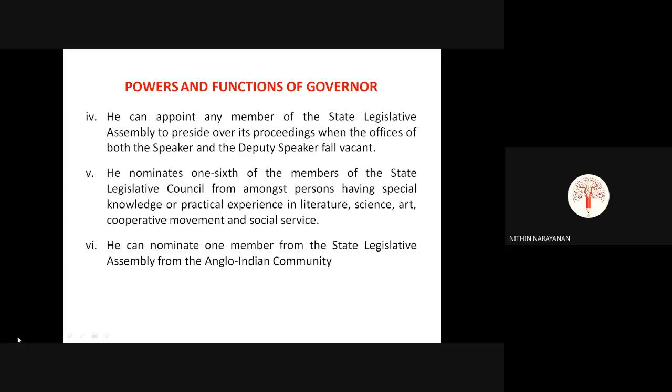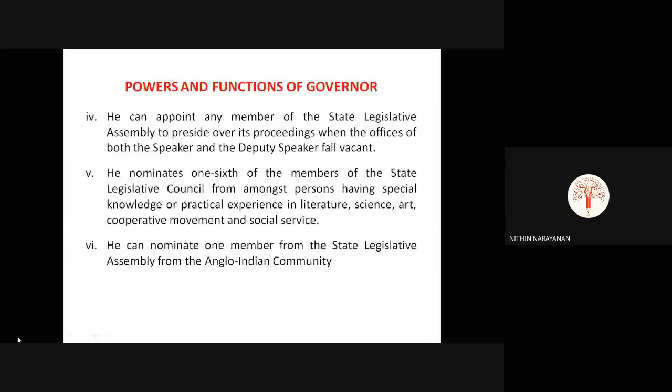Okay. So if the seat of the speaker is vacant or the speaker is absent for a day, the deputy speaker will be in charge. But if both the speaker and deputy speaker seats are vacant, then the governor is the one who has the power to appoint a presiding officer from the state legislative assembly. So that power is vested in the governor. Okay.